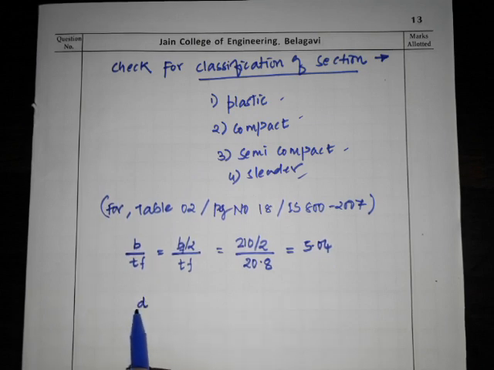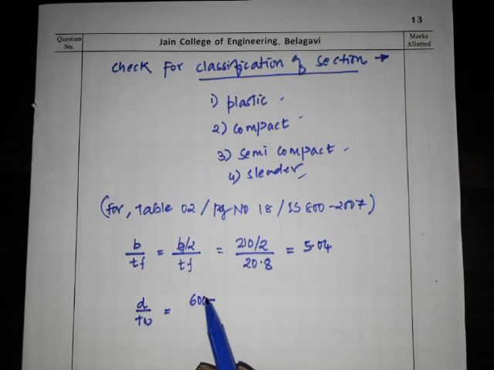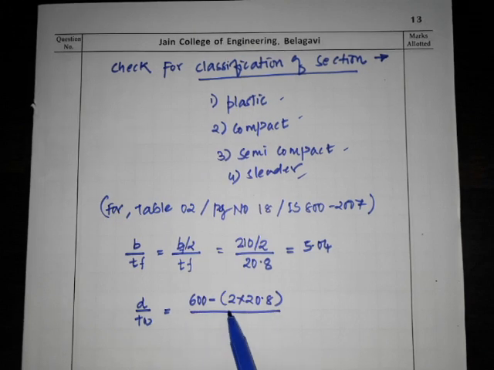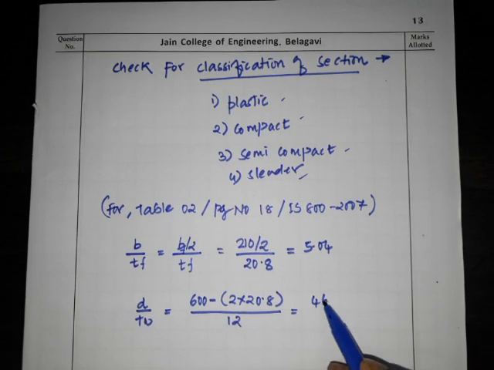Then we have to find out another ratio, that is D by TW. So here D is 600 minus 2 times 20.8, divided by thickness of web. Thickness of web is 12. So we get this value as 46.53. It's a ratio again.